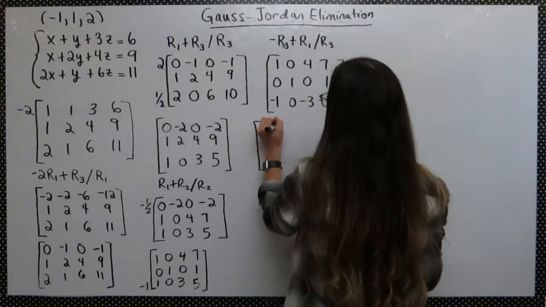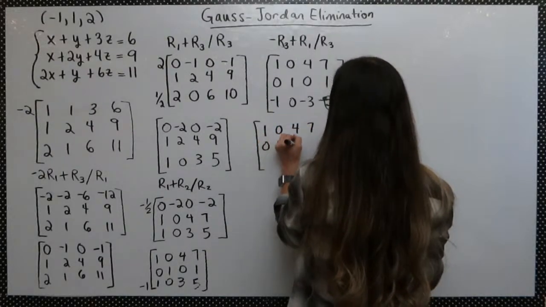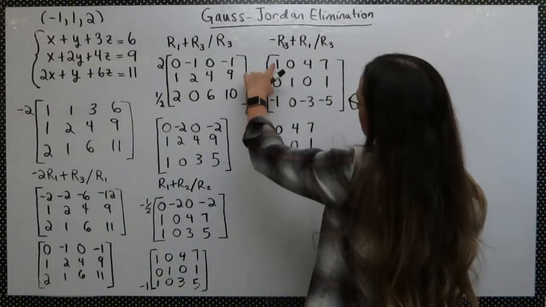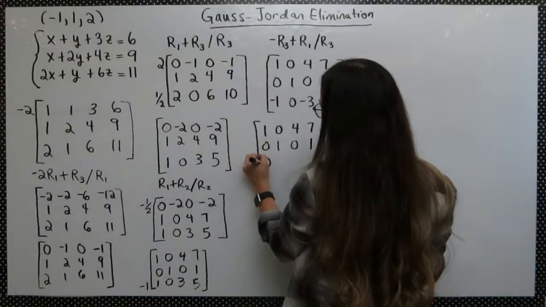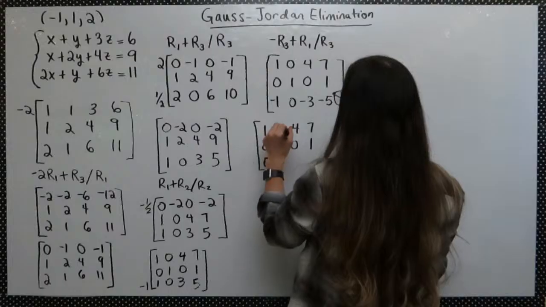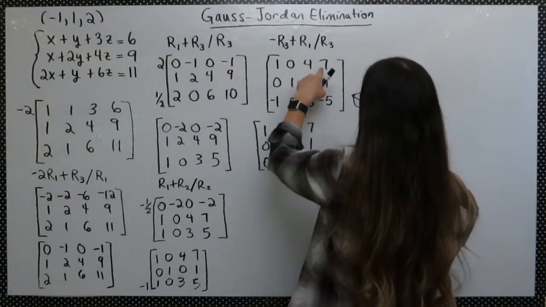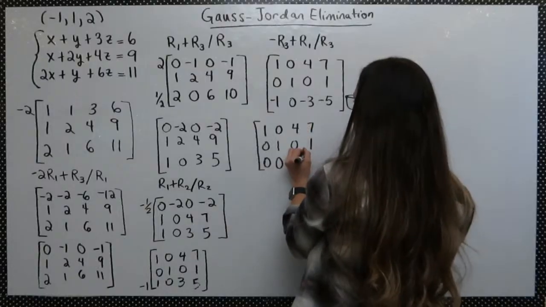1, 0, 4, 7, 0, 1, 0, 1. And then 1 plus a -1 is 0. 0 plus 0 is 0. And 4 minus 3 is 1. 7 minus 5 is 2.